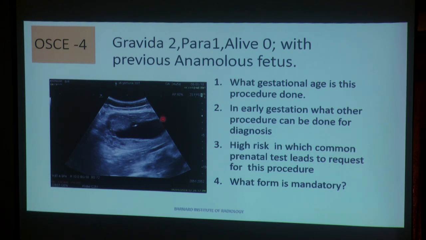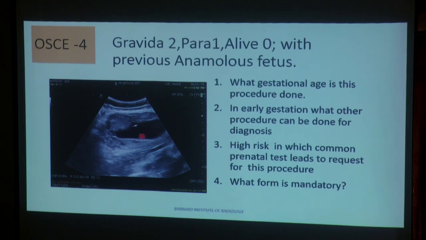Now this is an image of a gravida 2 para 1 alive 0 female patient with a previous anomalous fetus. So this gives you a clue about what this procedure is done for. So at what gestational age is this procedure done? We assume that you already know what the procedure is, and in early gestation what other procedure can be done for the diagnosis, and in which common prenatal test at high risk leads to a request for this procedure, and what form is mandatory before you do this procedure.